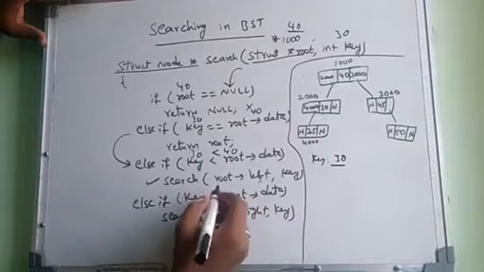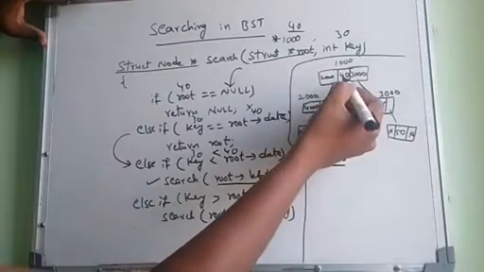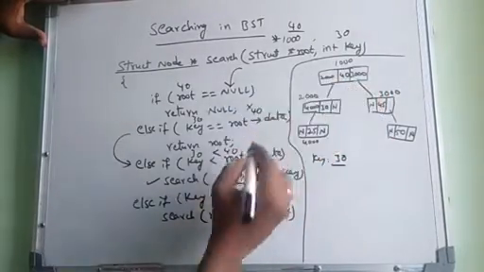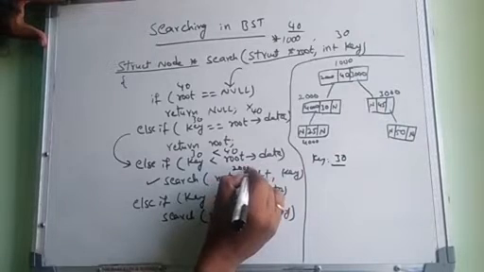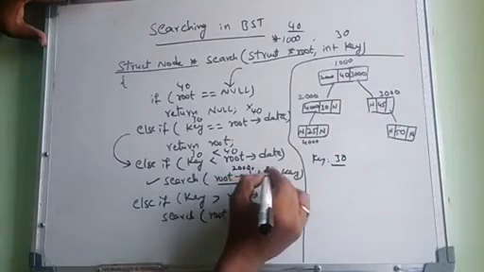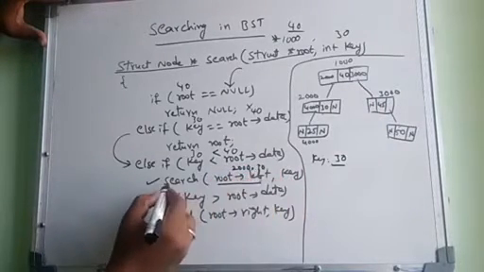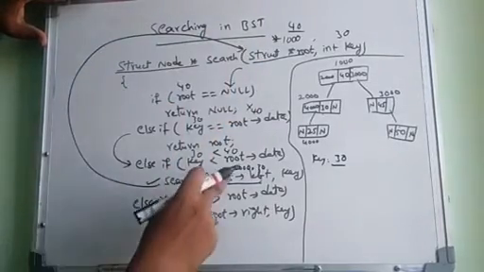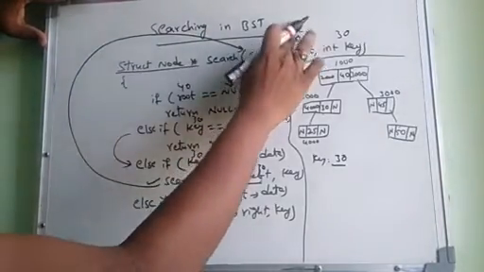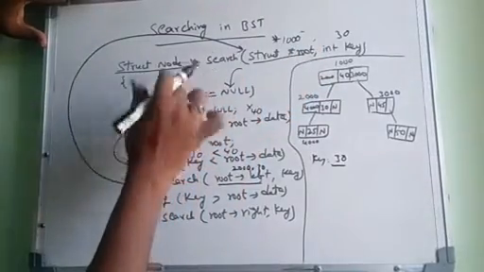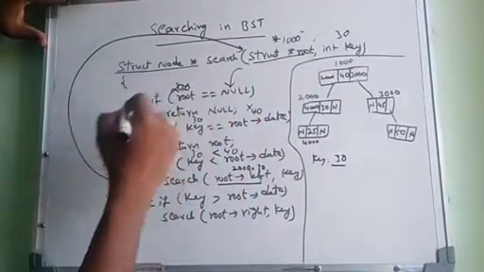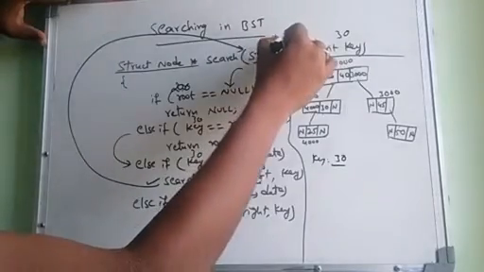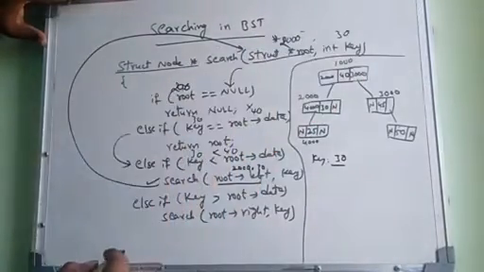So this executes. What is root left? Root left is 2000, and the key is 30. So the search function executes again. What is the input here? Sorry, not 40, it is 2000. So now the root address is 2000, and the search element is still 30.